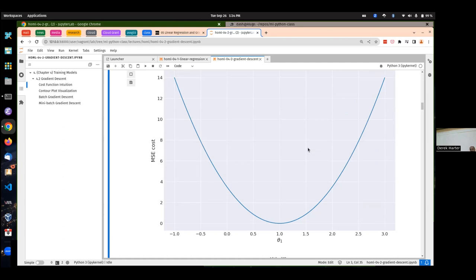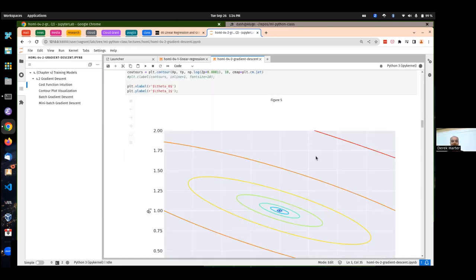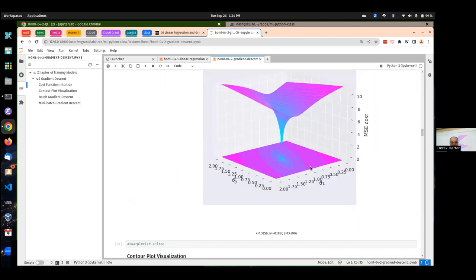The only difference is that for a real model, we don't have one parameter, we're gonna have many. So you can't really visualize this. If I have two parameters, I could visualize it on a 3D plot. And in fact, that's attempted to be shown here.